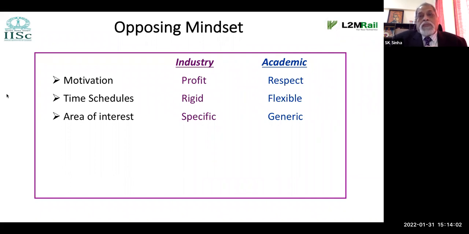So, I mean, what people like to call it, we will become deadwood. So if we do not want to become deadwood, we can't remain confined to a very narrow domain. We have to have generic interest. That's another problem.